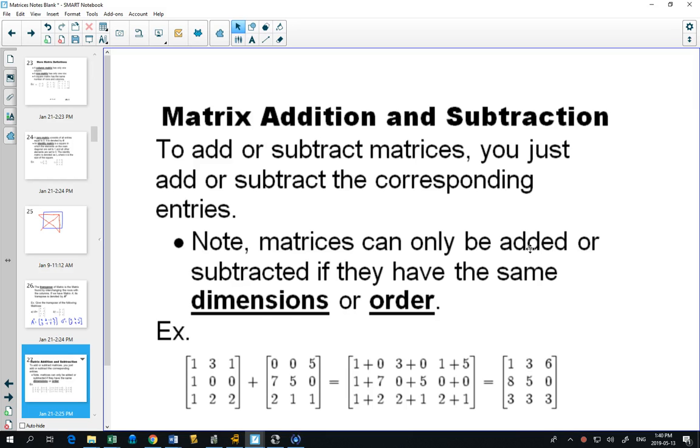And on a scale from 1 to difficult, what do you think about adding and subtracting? Is that about 1? Not too difficult? Pretty straightforward.